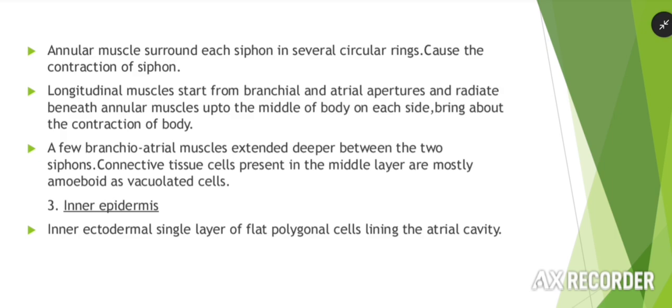Okay, so annular muscles followed by longitudinal muscles. Longitudinal muscles start from branchial and atrial apertures and they radiate beneath annular muscles, एन्युलर मसल्स के नीचे रेडिएट करते हैं to the middle of the body, up to the middle of the body on each side, bringing about the contraction of body. लॉन्गिट्यूडनल मसल्स हो गए. सबसे पहले एन्युलर मसल्स आते हैं जो कि कॉन्ट्रैक्शन कॉज करेंगी, साइफन्स में प्रेजेंट होती हैं.